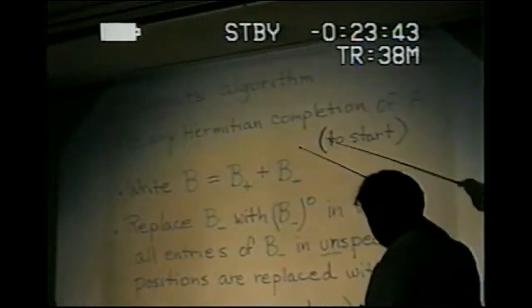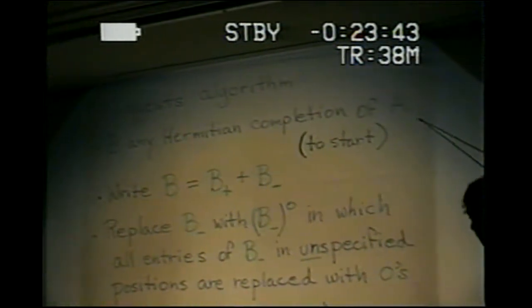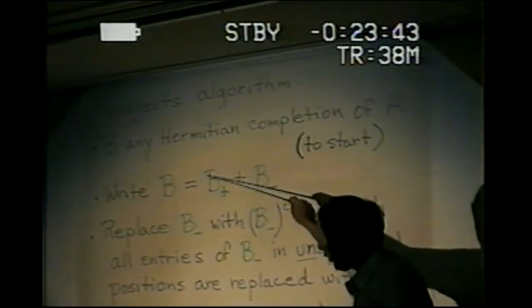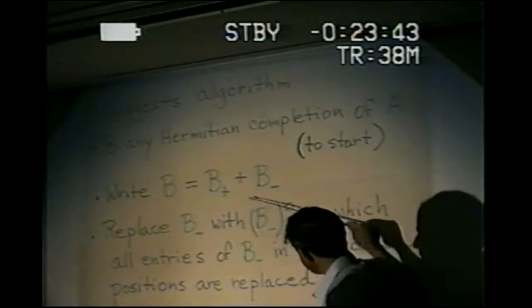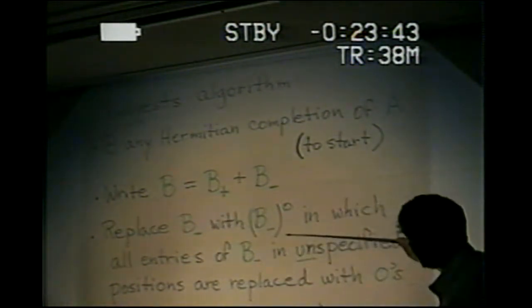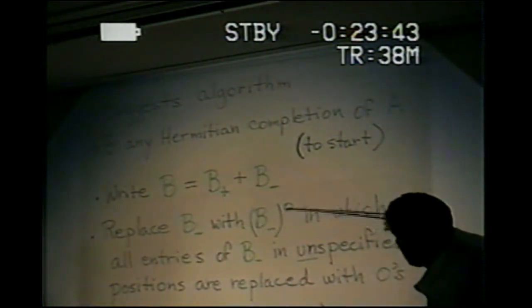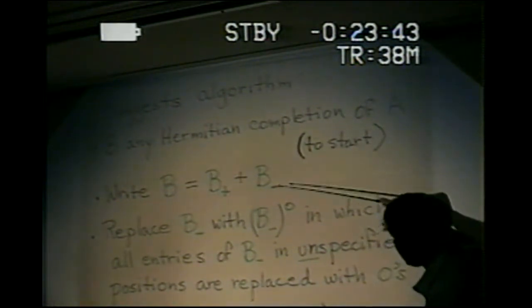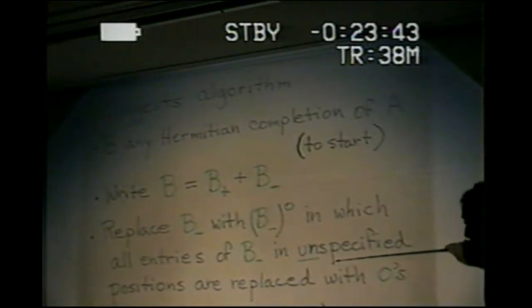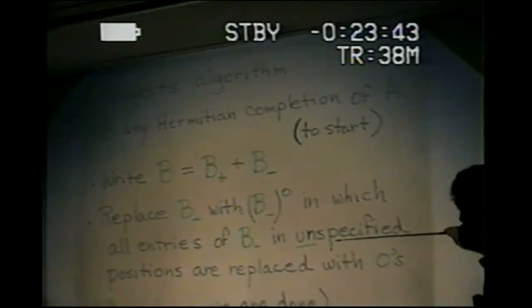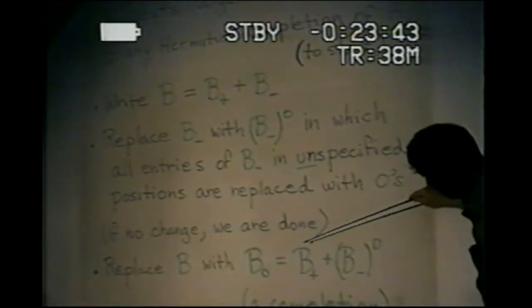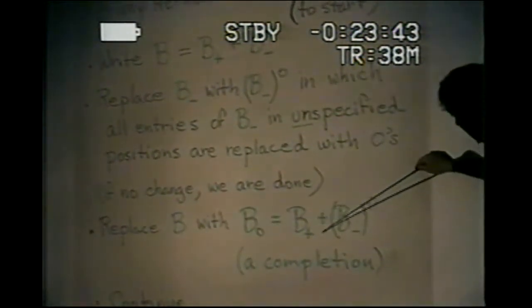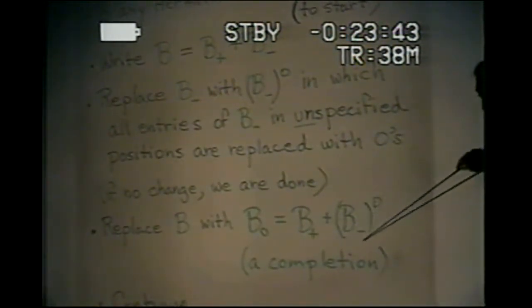So I start with any Hermitian completion of A at all. I write the B in this special form. And by the way, that's not hard to calculate. It's just one eigenvalue calculation. And then what I do is the following. I take B minus that's been calculated, and I replace it with the matrix that I get by changing all the specified positions in B minus to zeros. So I wanted them to be zero, so I made them zero. Okay? Well, now I get a new matrix, a new B, that I get by keeping the same B plus and replacing B minus by this altered B minus.